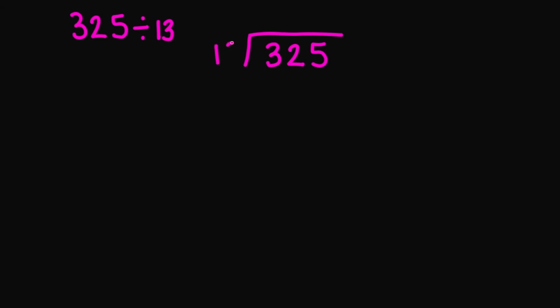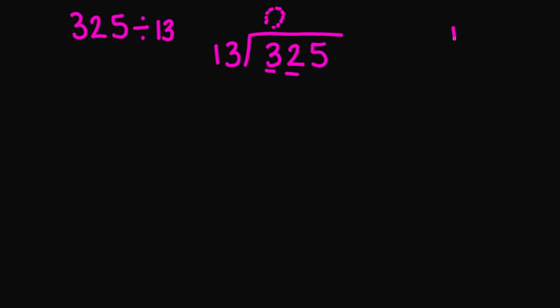inside, 13 outside. 13 goes into 3 how many times? It doesn't work. It's 0. Technically, you can write a 0 up here, but I'm avoiding writing the 0 so that we don't get confused, okay? You can write an imaginary 0 to keep track if you want to, all right? So that doesn't work, but 13 goes into 32 now how many times?